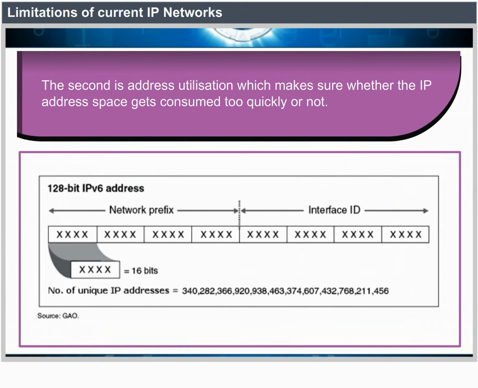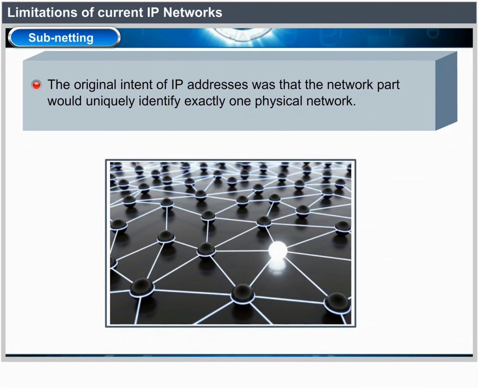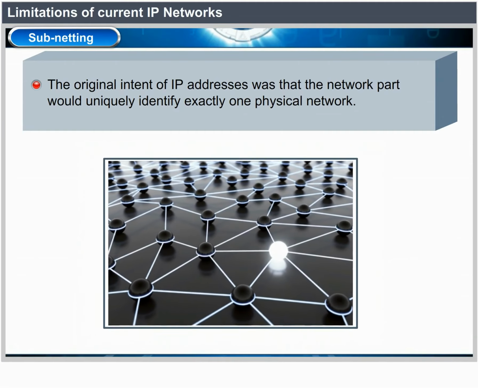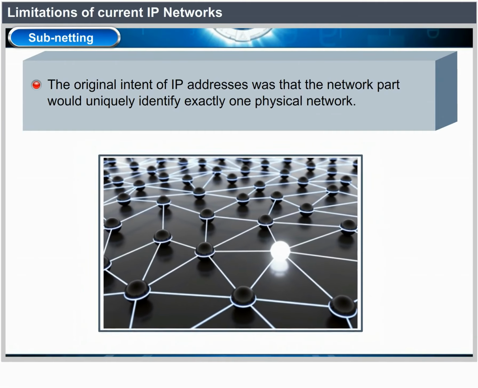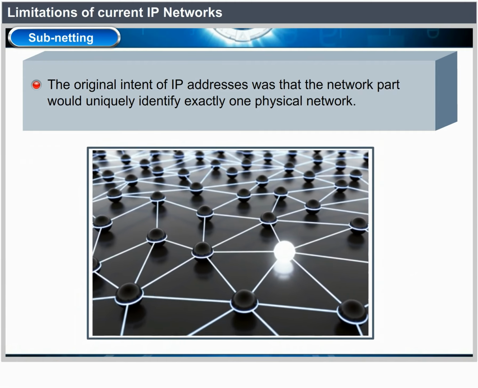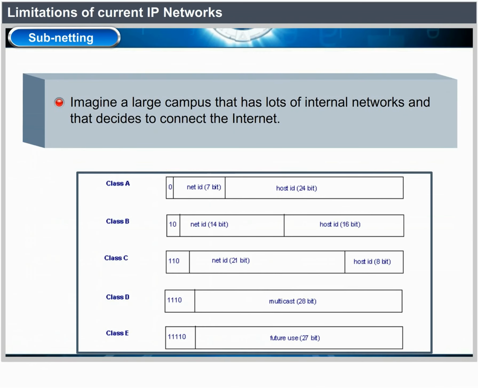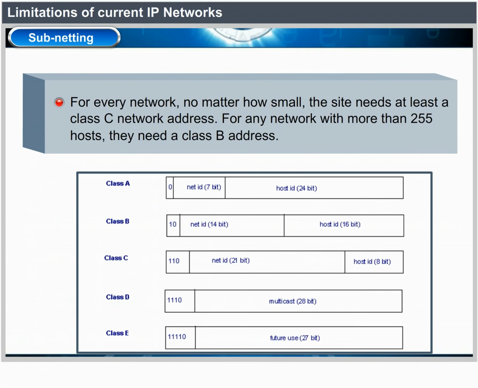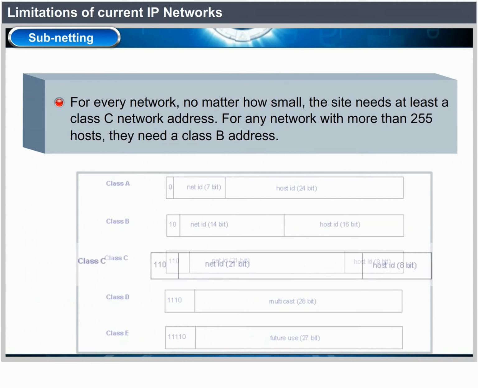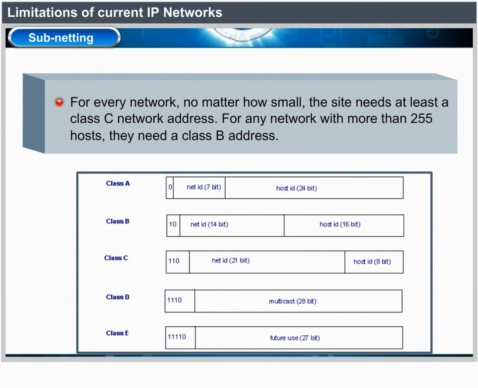Subnetting. The original intent of IP address was that the network part would uniquely identify exactly one physical network. It turns out that this approach has a couple of drawbacks. Imagine a large campus that has lots of internal networks and that decides to connect to the internet. For every network, no matter how small, the site needs at least a Class C network address. For any network with more than 255 hosts, you need a Class B address.